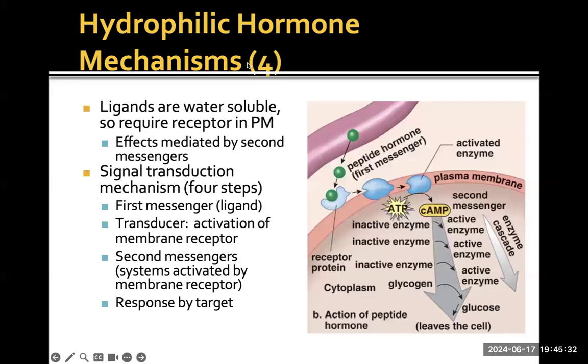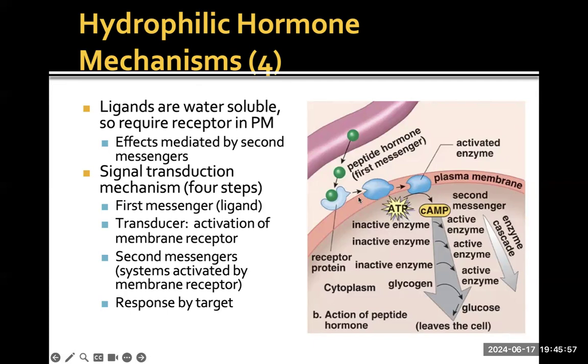Okay, so then we have hydrophilic hormone mechanisms. This is where you have ligands that are going to be water soluble. They require receptors in the plasma membrane. So you can't go through it; you have to have them in the plasma membrane. Here you have signal transduction mechanisms in 4 different steps. You've got the ligand or the hormone, which is green. It's going to bind to the receptor in the plasma membrane.